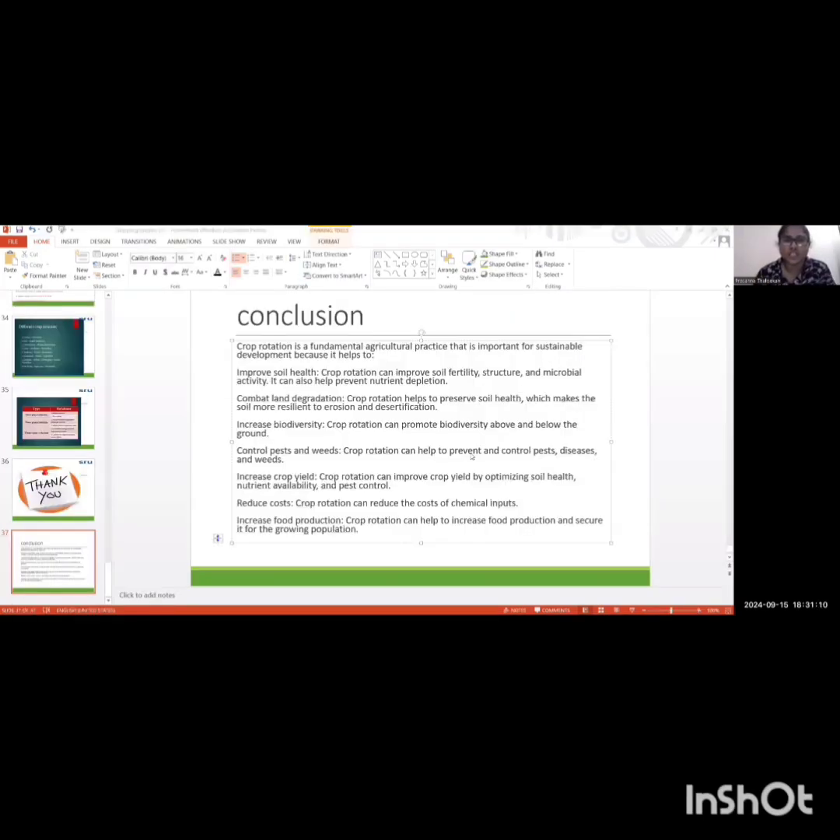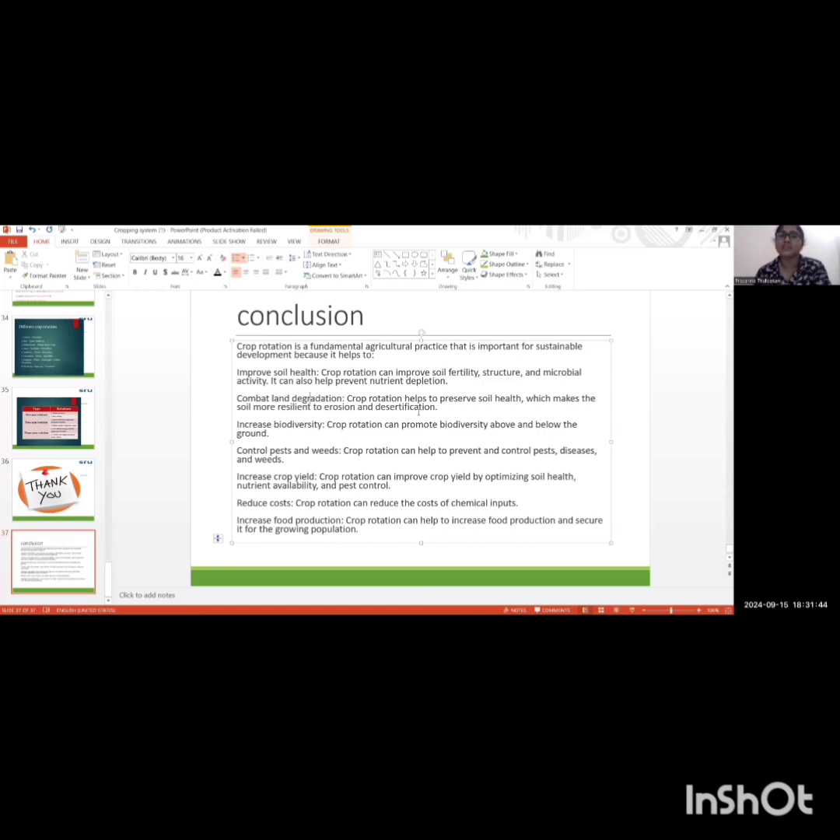So, now come to the conclusion. Crop rotation is a fundamental agricultural practice that is important for sustainable development. And in what way does it help in sustainable agriculture? That is, it improves the soil health. Crop rotation can improve soil fertility, soil structure, and the microbial activity. It can also help in the prevention of nutrient depletion, and crop rotation also helps in combating land degradation.